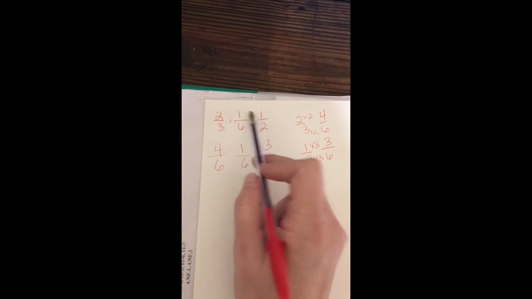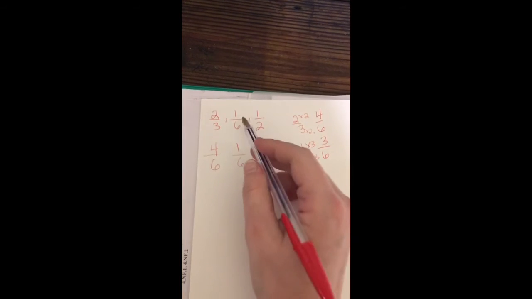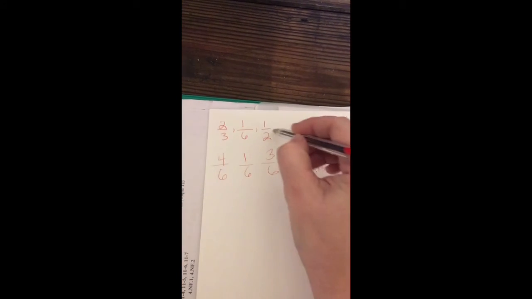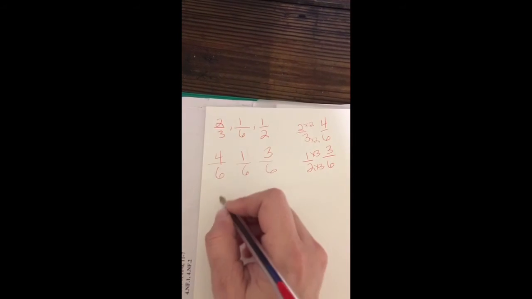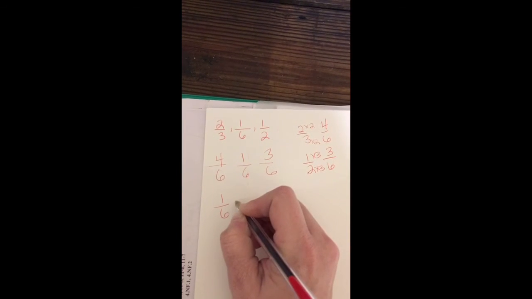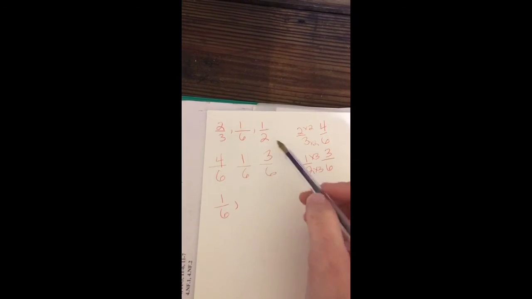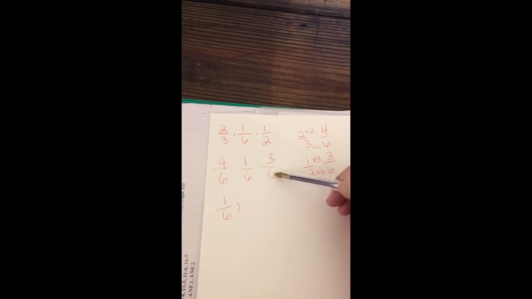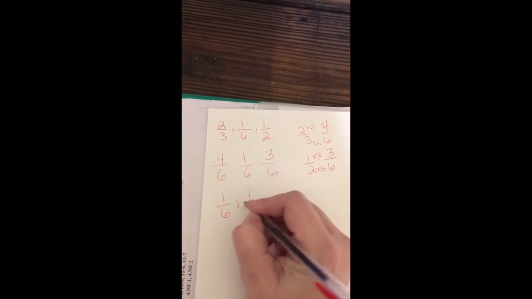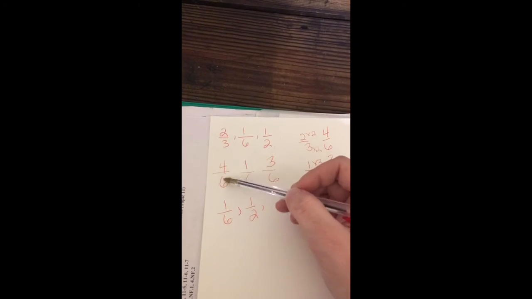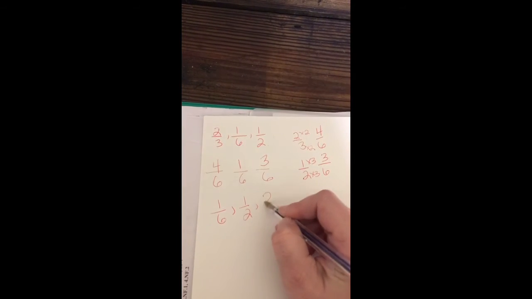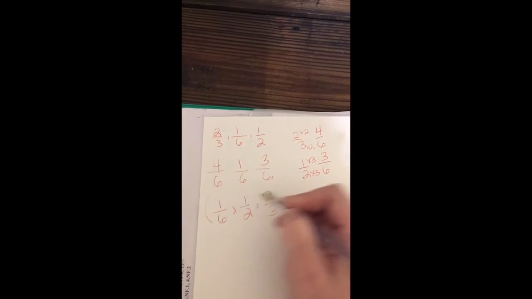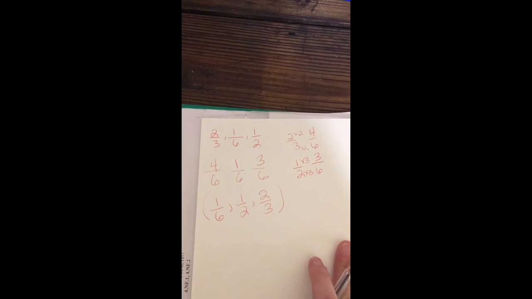But of course, you have to go back to your original number. So when you're putting them in order, you just go back to the original number. So 1/6 remains 1/6 if you're putting them from least to greatest. Then 3/6, so we're going to put a half. And then 4/6, so we're going to put 2/3. And so that would be your order from least to greatest.